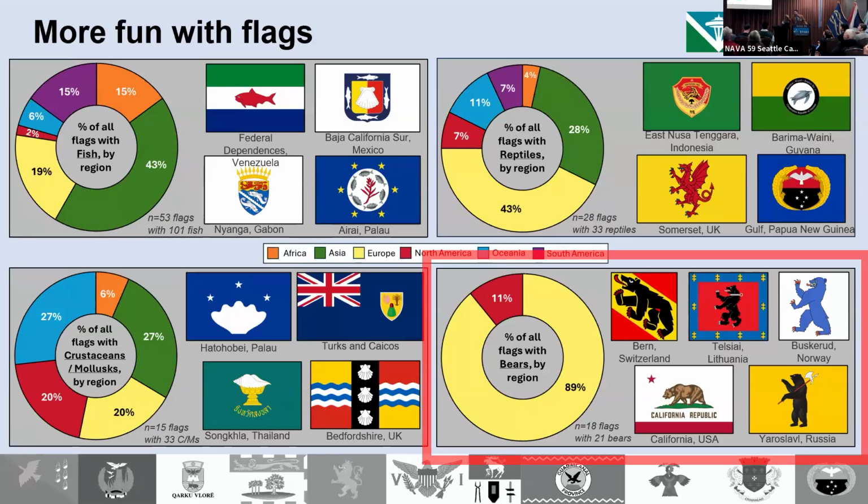And then Andy did a great paper a long time ago on bears. And so I used that one as a reference. Bears usually only occur in Europe. 90% of all bears on flags occur in Europe, and only a little bit in North America, specifically California, the famous one. And then there's also bears on the flag of the state of Missouri.